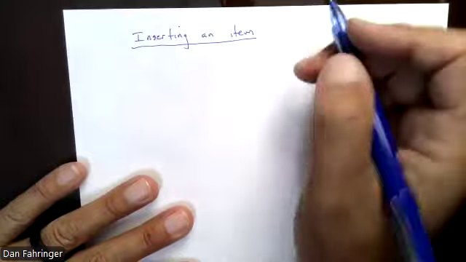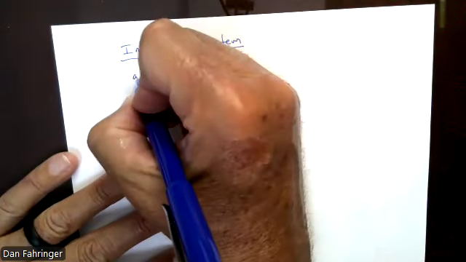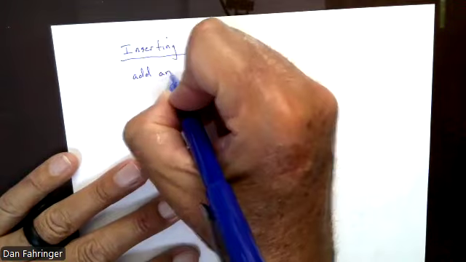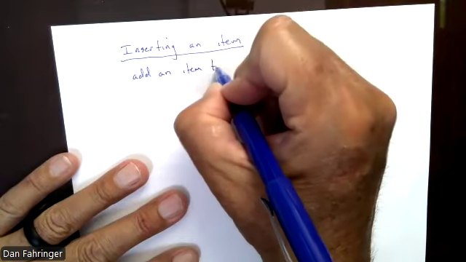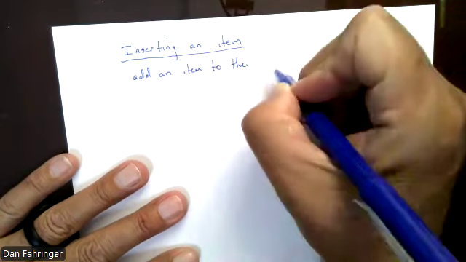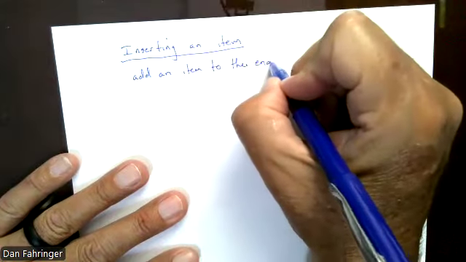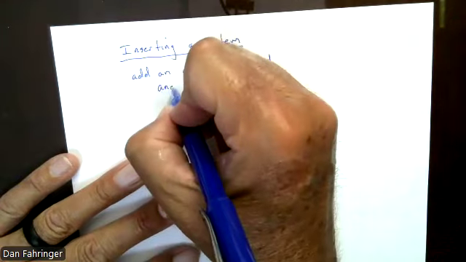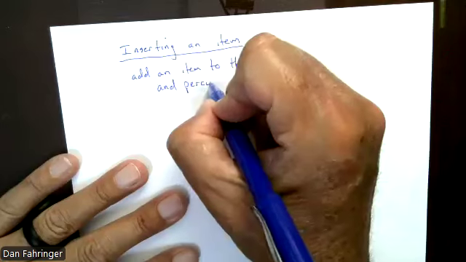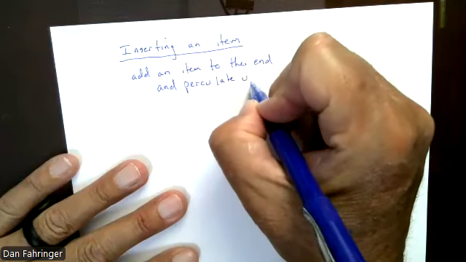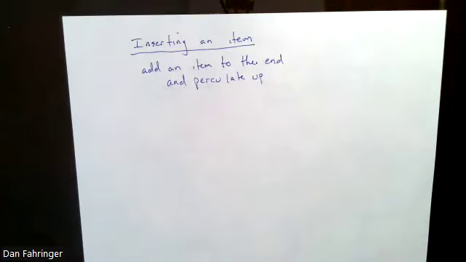And one way to insert is to add an item to the end and percolate up. If you think about percolate down, how did we do that? Well, we checked both children, found the largest one. If it was bigger, we swapped them. Percolate up is going to be the same kind of deal.